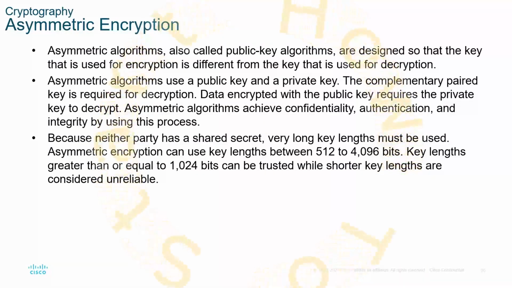Asymmetric encryption means 1 public key and 1 private key. There is a matching pair, 1 for encrypting, 1 for decrypting. And again, the bit length can be 512 bits to 4,000 plus bits.